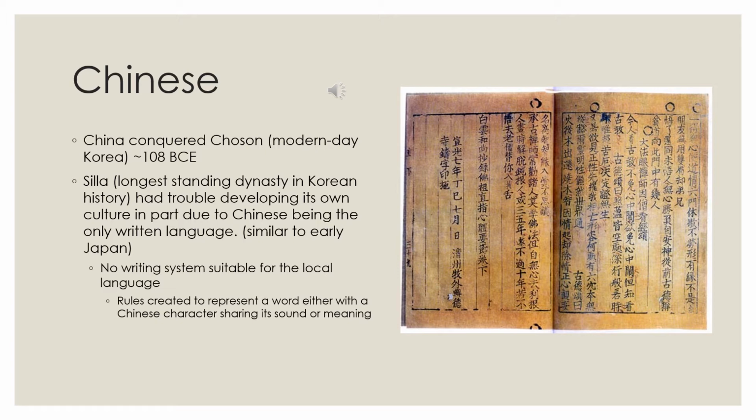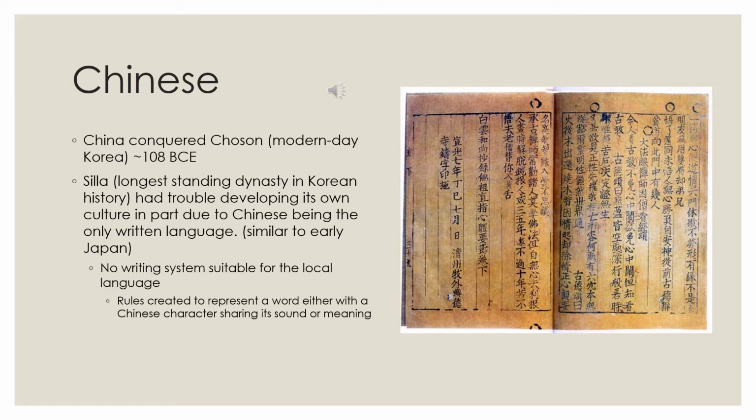For a long period of time, the Koreans had no way to write down their language. This, however, changed when the Chinese conquered the Chosun dynasty around 108 BCE. Chinese then became the official written language of Korea. During the Shida dynasty, the Koreans had trouble developing their own culture due to Chinese being the only written language.